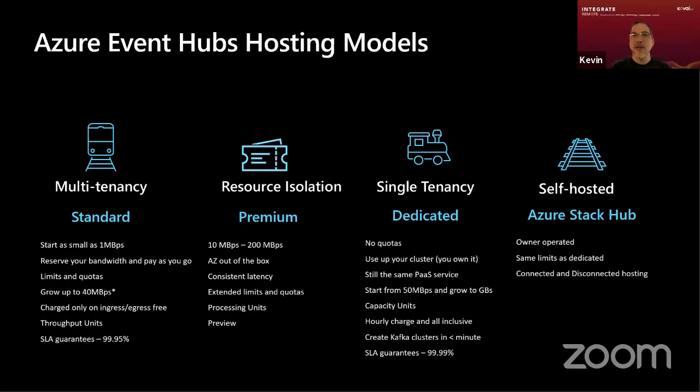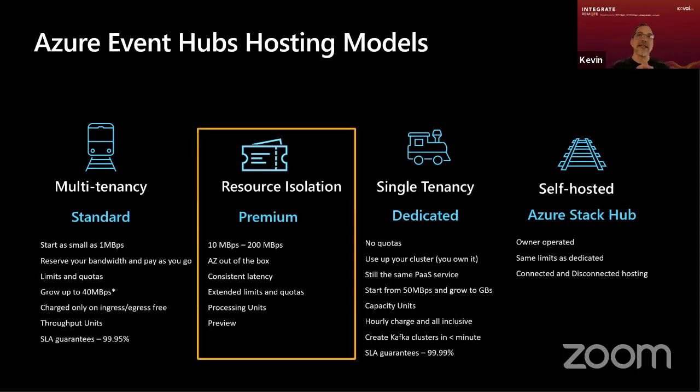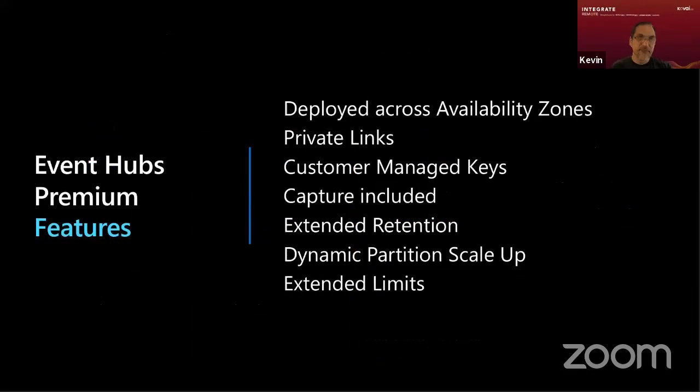What I'll do is I'm going to talk about, in particular, our latest offering, which is our premium offering that gives you resource isolation. So what are the features that we added to Event Hubs Premium? It's deployed across availability zones. So all of our stamps that we build out for supporting Event Hubs Premium is on availability zones. These are all new clusters.